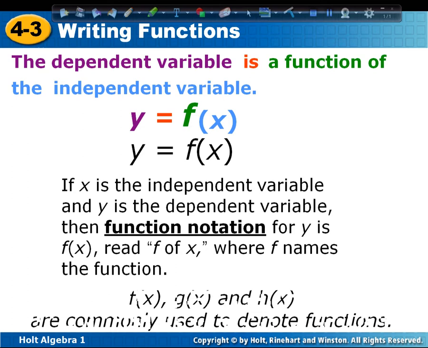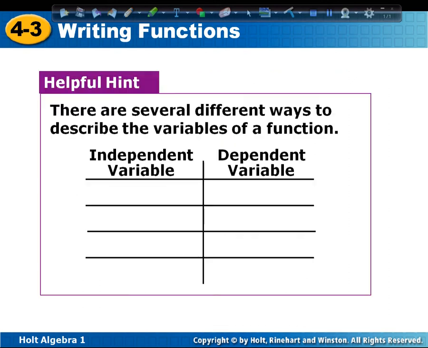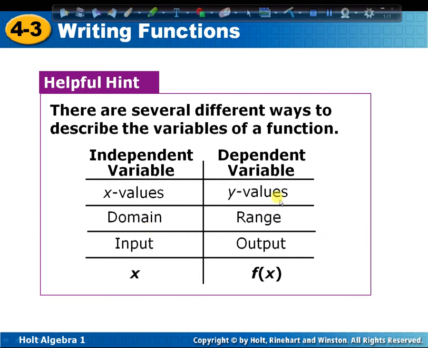You'll hear us say this a million times. F of x, g of x, and h of x are commonly used to denote functions. It is nothing more than a name of a function when you see f of x, g of x, h of x. There are several different ways to describe the variables of a function. You have your independent variables, which are your x values, your domain, and your input. You have your y values, your dependent variable, your range, or your output. We write that as f of x. If you want to write this chart down, I welcome you to do that.